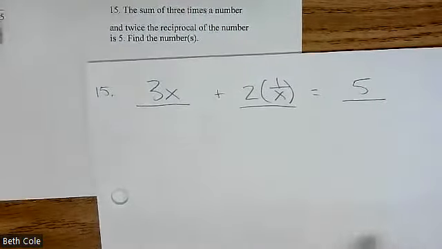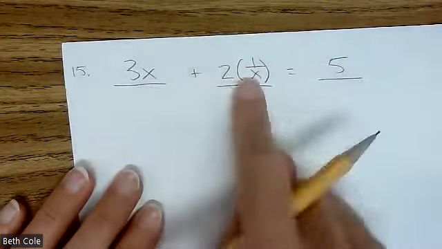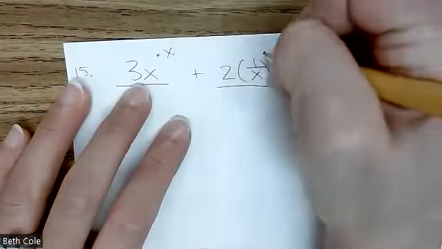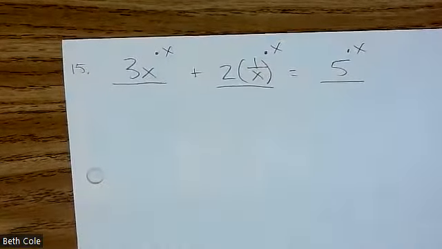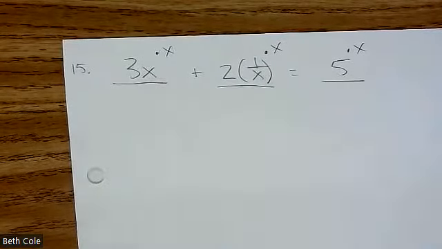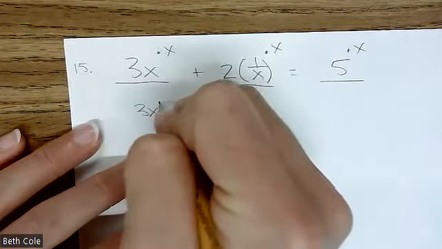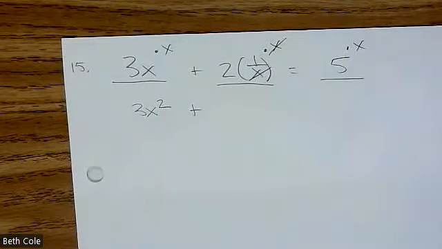And then you just solve it. What are you going to multiply all of these by? X. Why x? Why are we going to multiply them all by x? That's the only denominator. It's the only thing that's in a denominator. So that's going to give us 3x squared, good, plus. What's that?